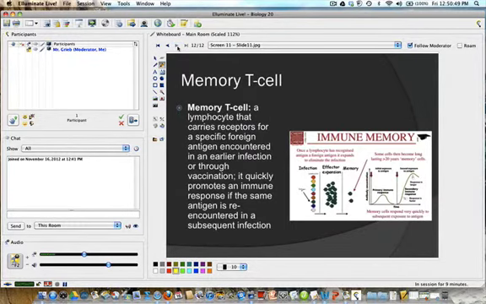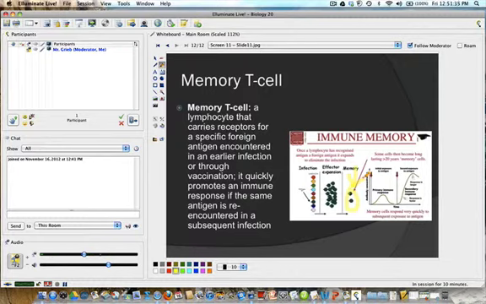Okay, memory T cells. These are lymphocytes that carry receptors for a specific foreign antigen encountered in an earlier infection or through vaccination. So it quickly promotes an immune response if the same antigen is re-encountered in a subsequent infection. These memory T cells are responsible for our immune memory. So you get your infection, you have your effector expansion, then a memory. Whenever those cells encounter that same antigen, they will kick in a response very quickly and eliminate that antigen.